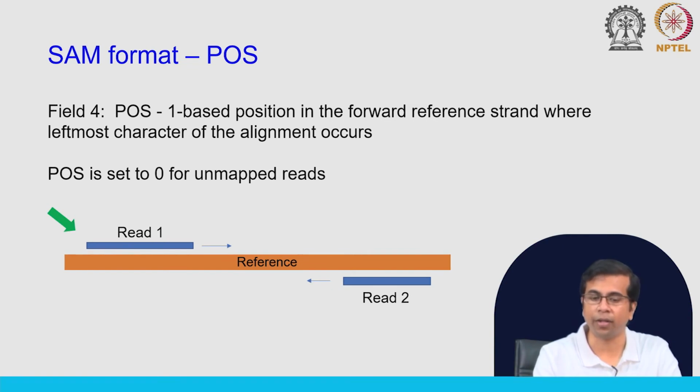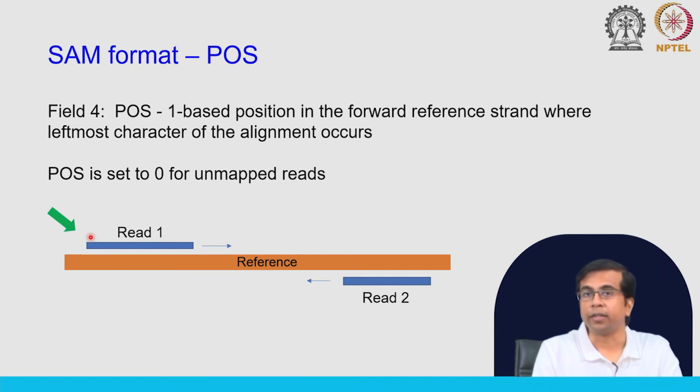Just to clarify, this is the position. If you have read 1, read 2, and you are describing the results for read 1, it will give you this position, the leftmost position here. All right. So, here is the position, and this position will be given in the POS field. Okay. So, this is the fourth field.